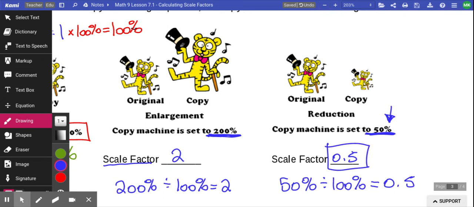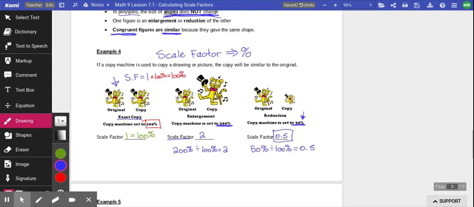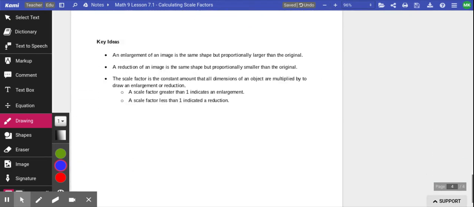Awesome. That's how scale factors do apply to real life. We just usually talk about them as percentages in real life. We say we want something at 200%, 500%, 1,000%. We want something at 50%, something like that. We got a couple examples. Oh, one example left, and we're done.